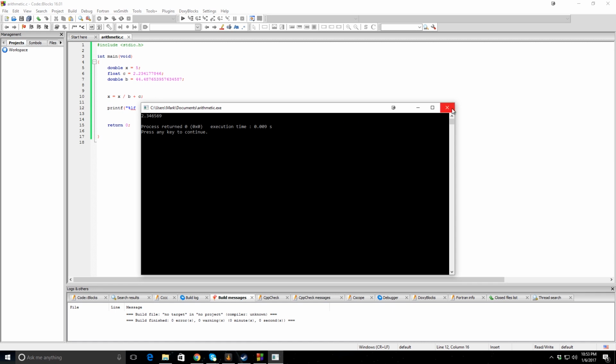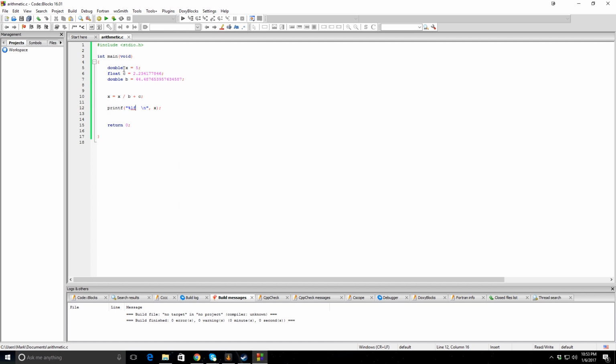So let's check out something a little bit different. Change this back to an integer first of all. Very good. So what if we were to add in this? So let's see what we have here. Another set of arithmetic. X is equal to b plus c divided by x.